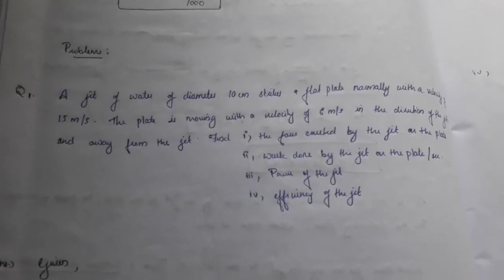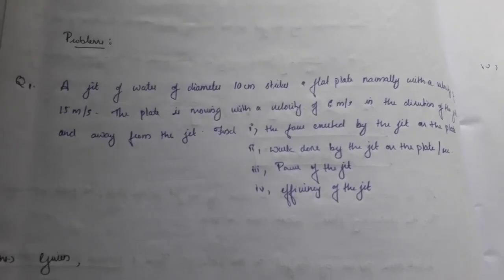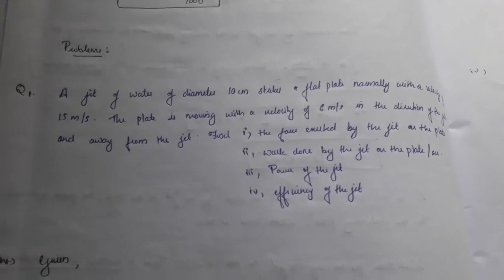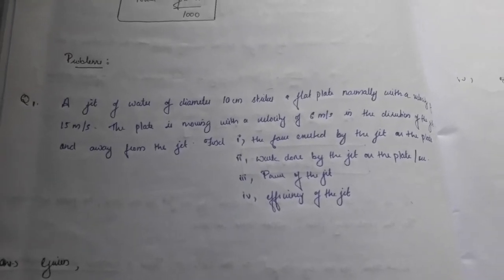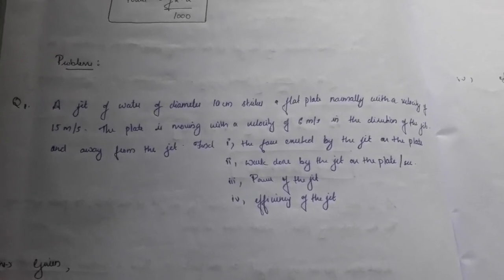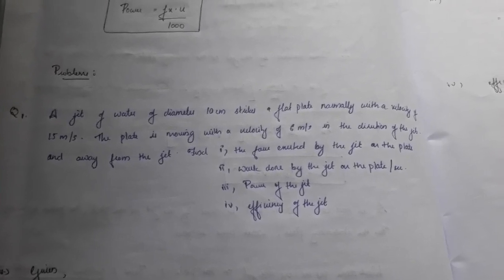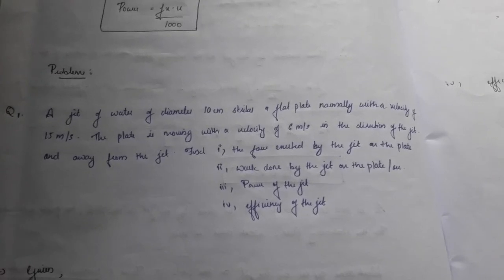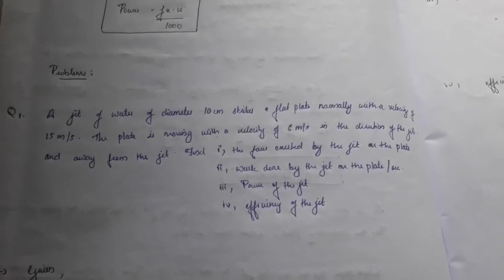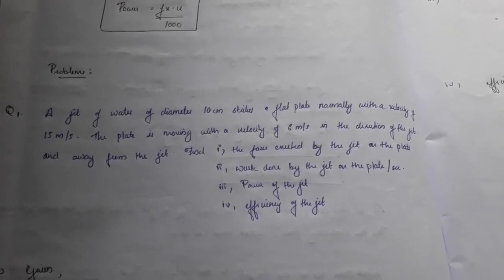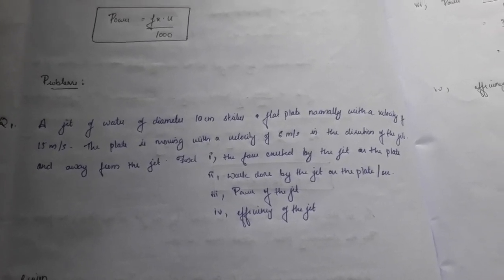Now we are going to discuss a problem. A jet of water of diameter 10 cm strikes a flat plate normally with a velocity of 50 meter per second. The plate is moving with a velocity of 6 meter per second in the direction of the jet and away from the jet. Find: first, the force exerted by the jet on the plate; second, the work done by the jet on the plate per second; third, the power of the jet; and fourth, the efficiency of the jet.